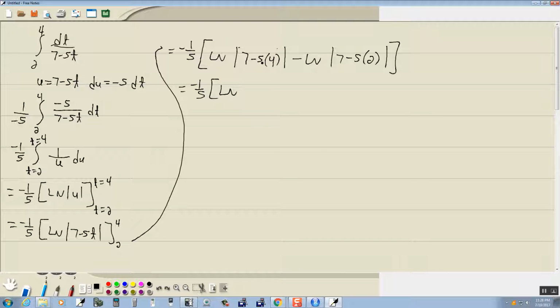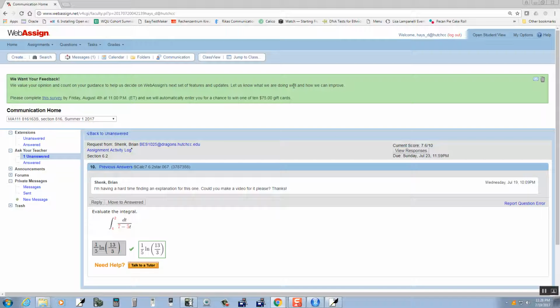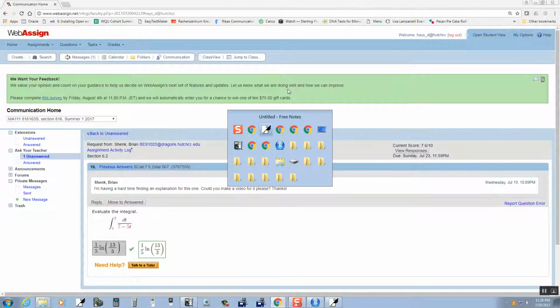So 5 times 4 is 20, 7 minus 20 is negative 13. The absolute value of negative 13 is 13, minus 10, 7 minus 10 is negative 3. The absolute value of negative 3 is 3. And am I even coming close? Yes.